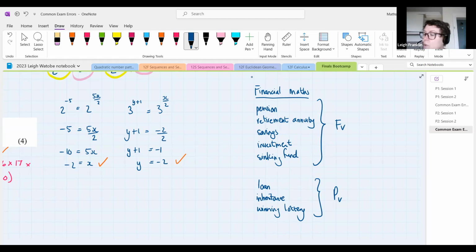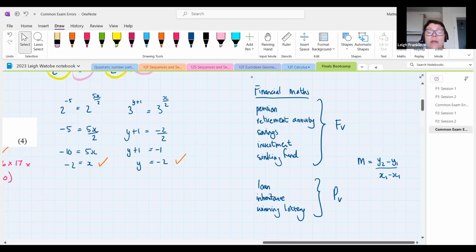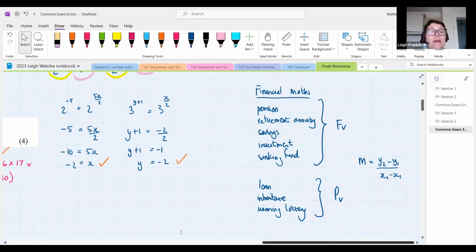The other place where you've got to be careful about substituting into the formula correctly, another common error that's made more in paper 2 than in paper 1, is with gradient. Make sure you are putting the change in y at the top and the change in x at the bottom. If you switch those two, and that often happens, you will get no marks for substitution. Those were just some little hints when it comes to financial maths.